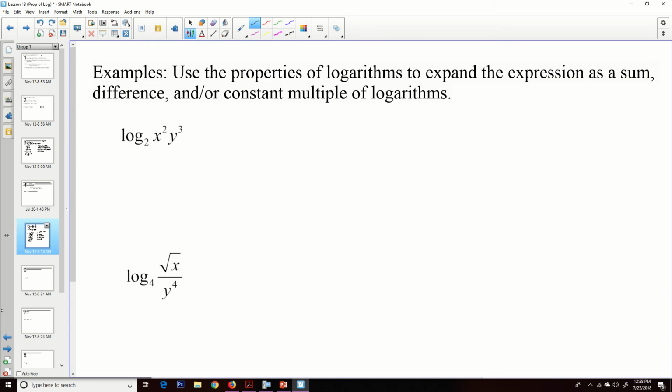Not quite sure why this isn't changing. There we go. Some examples. Use the properties of logarithms to expand this expression as a sum, difference, or constant multiple of logarithms. So basically, we're just going to use these properties that we had in the first slide here.